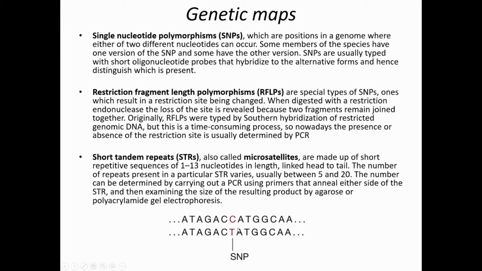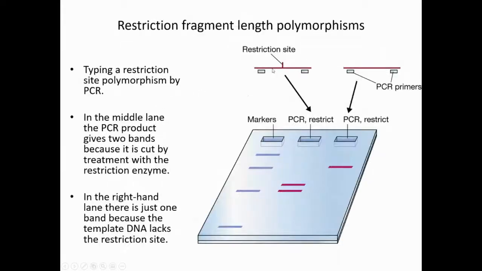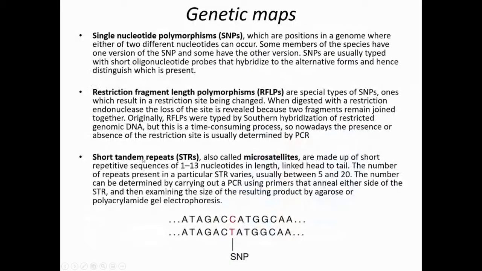That's SNP. And RFLP, the restriction fragment length polymorphism, is a special type of SNP. It results in a restriction site change. Just like this, with one nucleotide change, the restriction site disappears. And then after PCR and the restriction digestion, you can see the difference. That's RFLP.